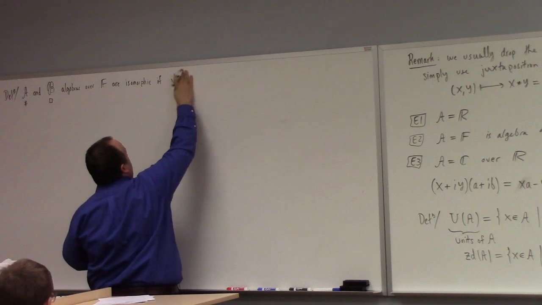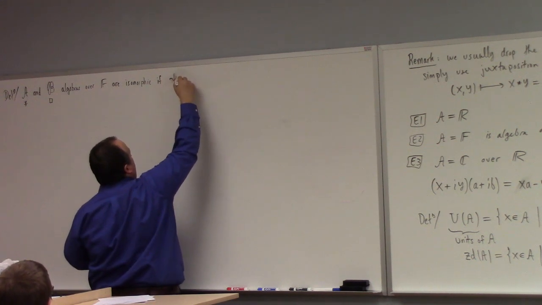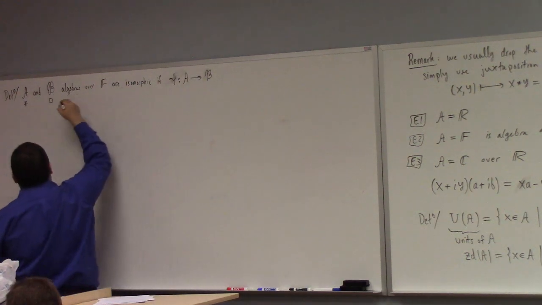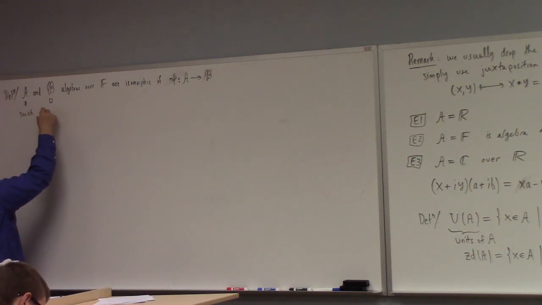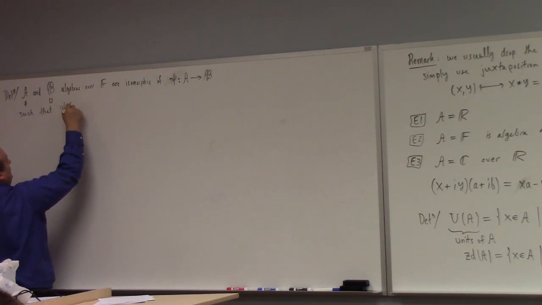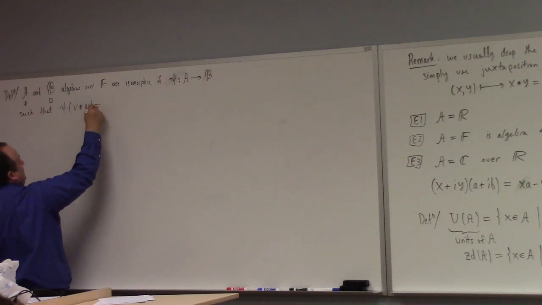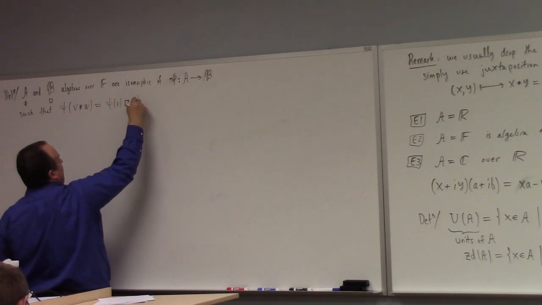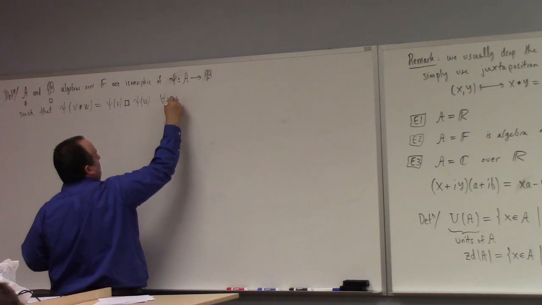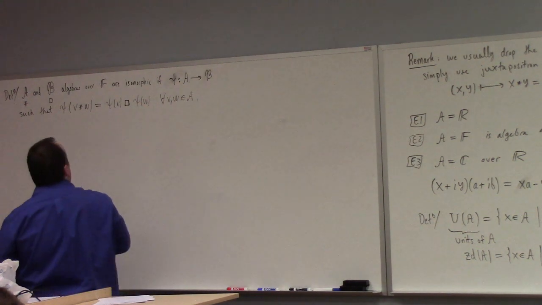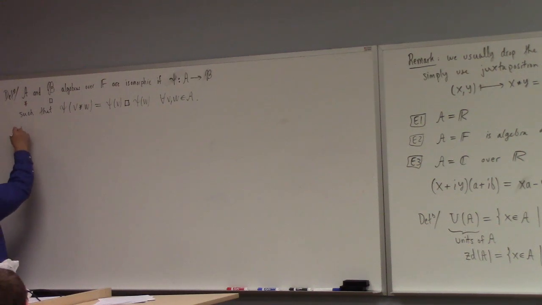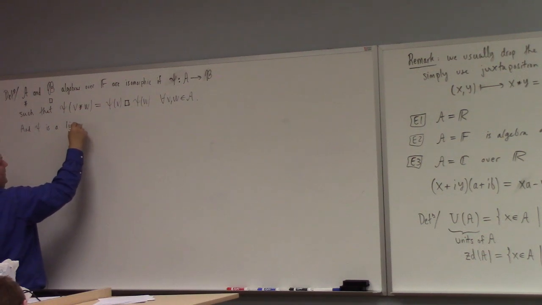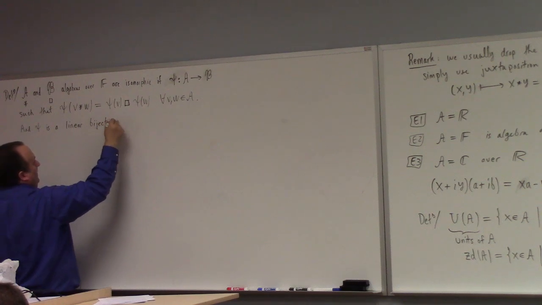If we can find psi as a mapping from A to B, such that psi of V star W is equal to psi of V box psi of W for all V and W in A, and psi is a linear bijection of A and B.